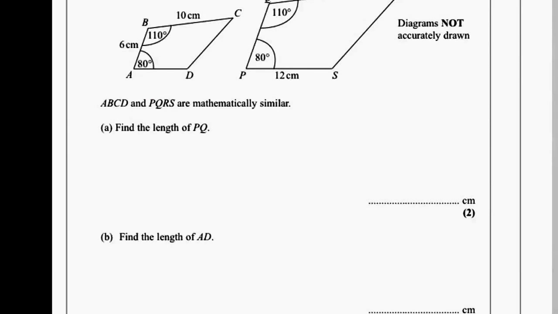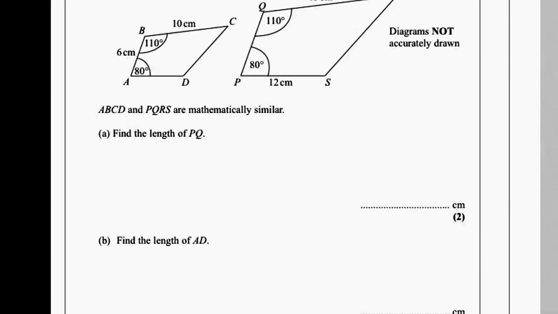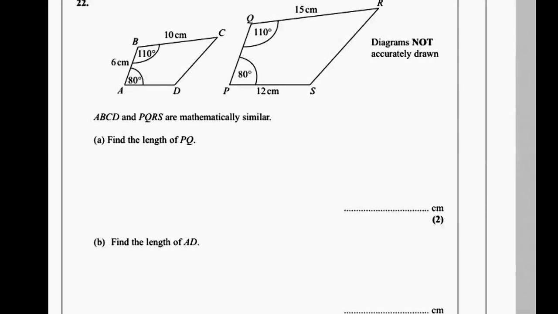Question 22. A, B, C, D and PQRS are mathematically similar. That means that one of them is an enlargement of the other. Find the length of PQ. Well, I've been given BC and the corresponding length, QR. BC is 10 centimetres and QR is 15 centimetres.